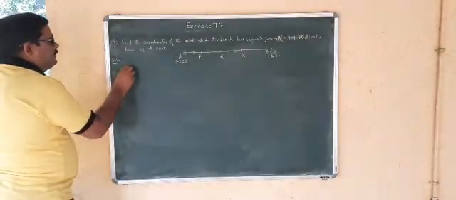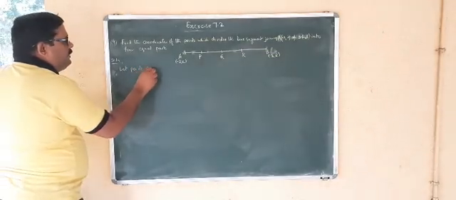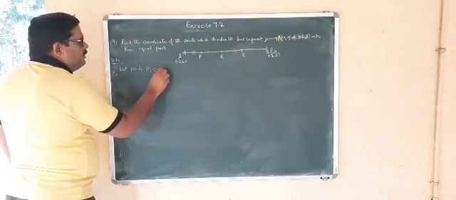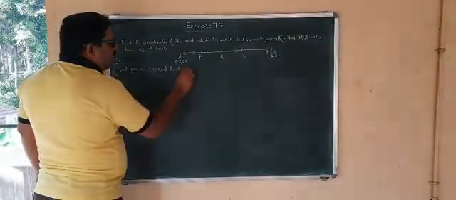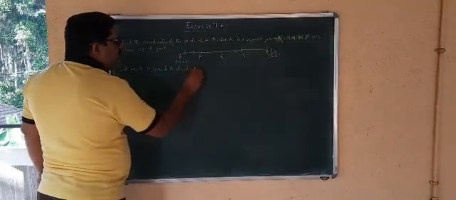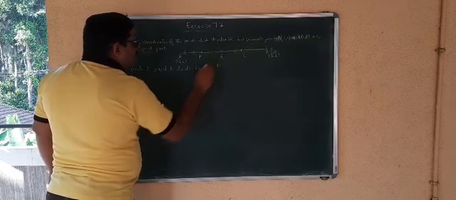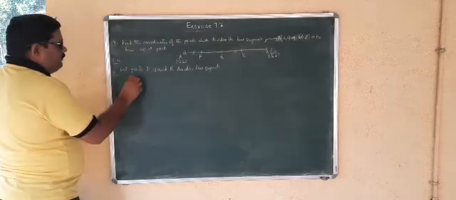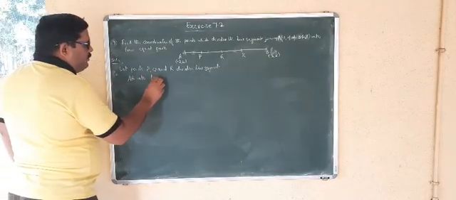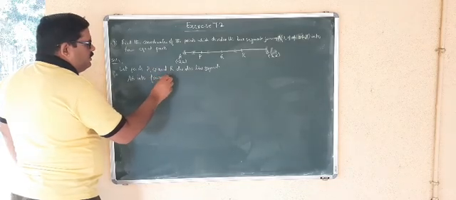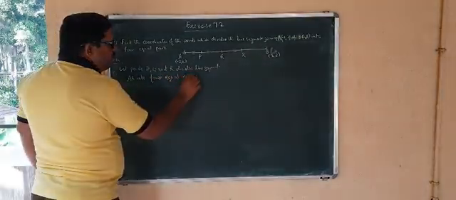Let points P, Q and R divide line segment AB into 4 equal parts.